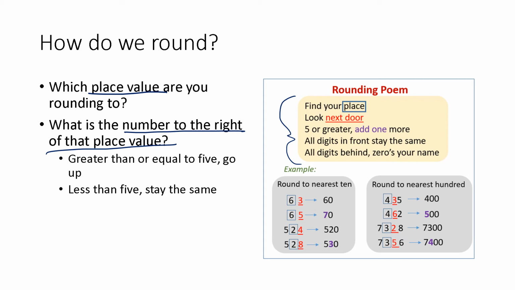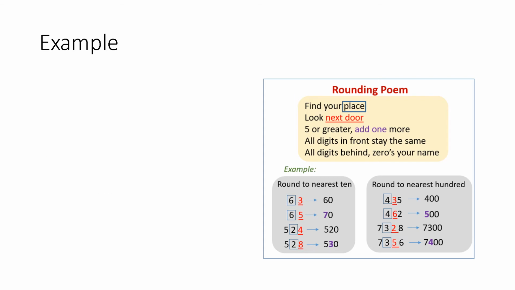And then if the number next door is 5 or greater, you'll add one more to your place. All digits in front will stay the same. All digits behind, 0 is your name. So all the digits in front of your place will stay the same. All the digits behind your place will become a 0. So practically, what would this look like then?